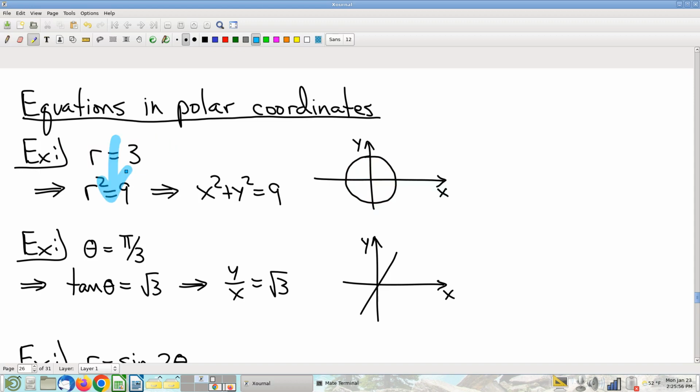Square both sides. Recall that r squared is x squared plus y squared. And boom, previously known rectangular equation for a circle. Yeah? All right.